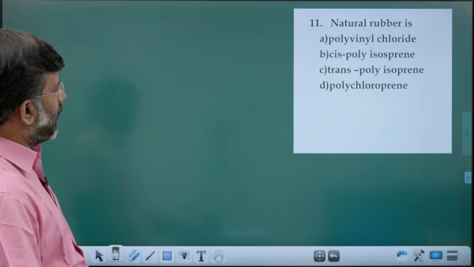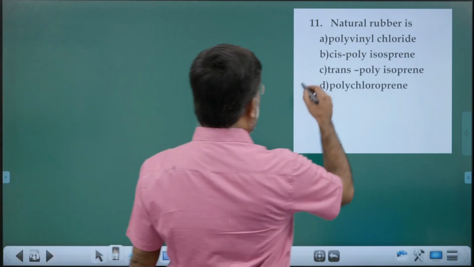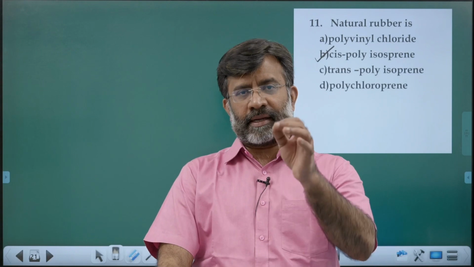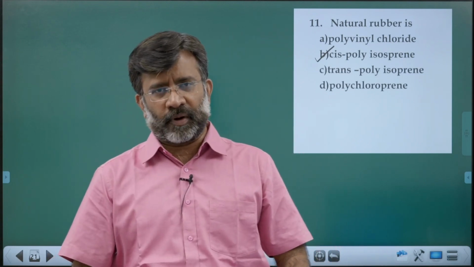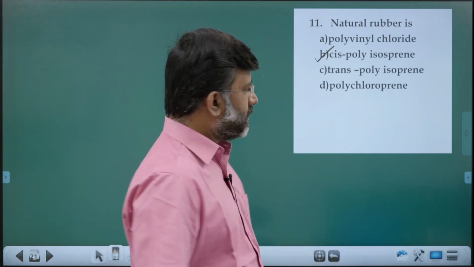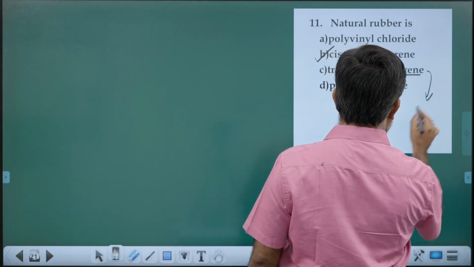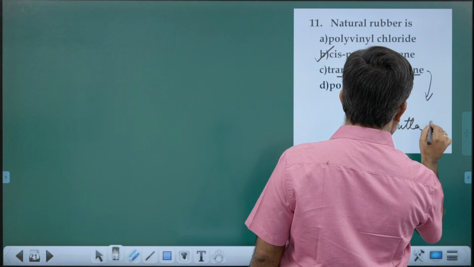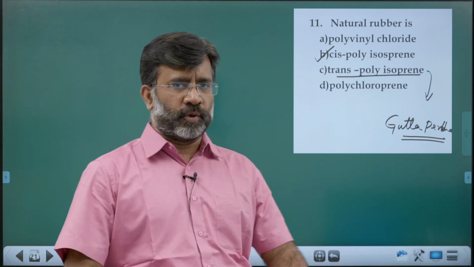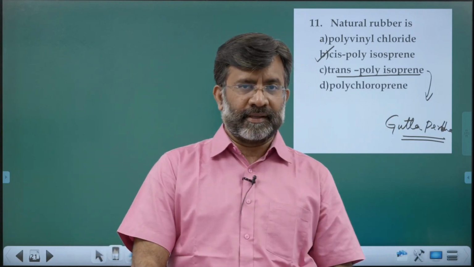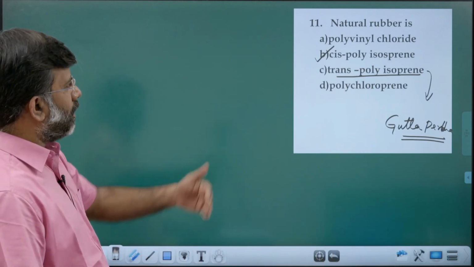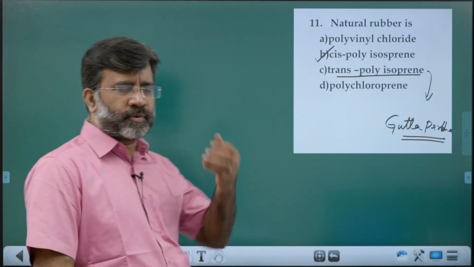Natural rubber is cis polyisoprene. Natural rubber, to be precise, is called latex. The so-called commercial rubber is cis polyisoprene. Another variety of natural rubber is trans, but that is not a commercial rubber. That is trans polyisoprene, gutta percha. Natural rubber, so-called latex, is cis polyisoprene. Of course, trans is also natural, but that is not a commercial rubber. So the most suitable answer is option B only.